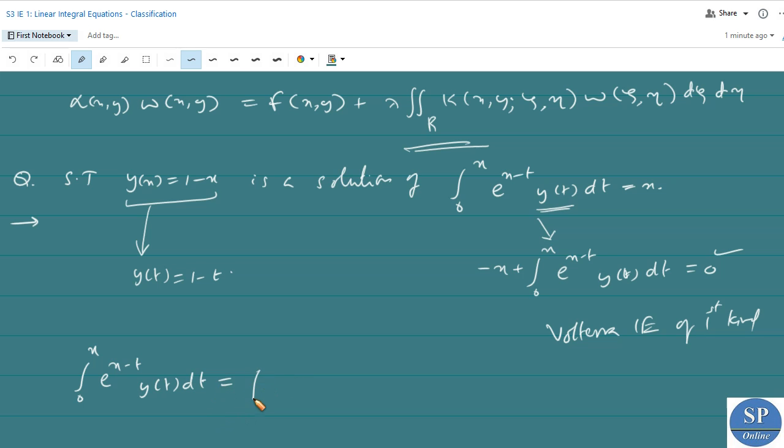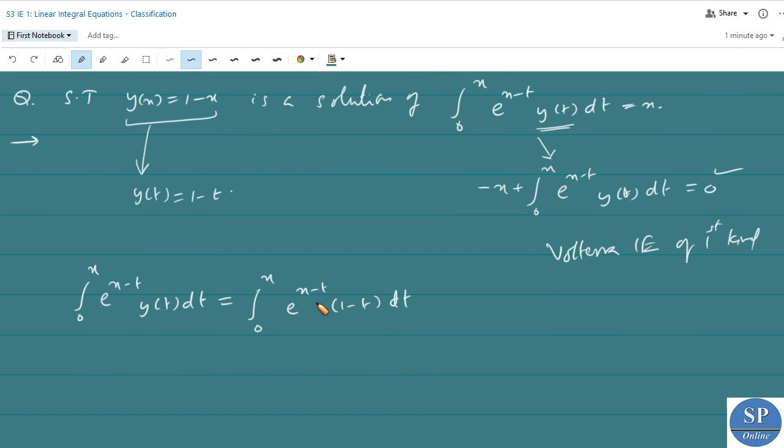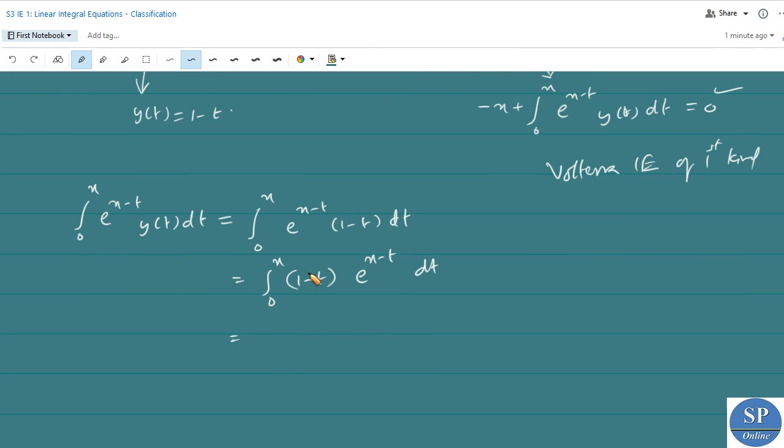So this is equal to the integral from 0 to x of e power x minus t times y of t, and y of t is 1 minus t, dt. So this is equal to the integral from 0 to x of 1 minus t into e power x minus t dt. This is a polynomial in t times e power x minus t. Here we can take e power x outside. Because the auxiliary variable is t, we have to integrate with respect to t.